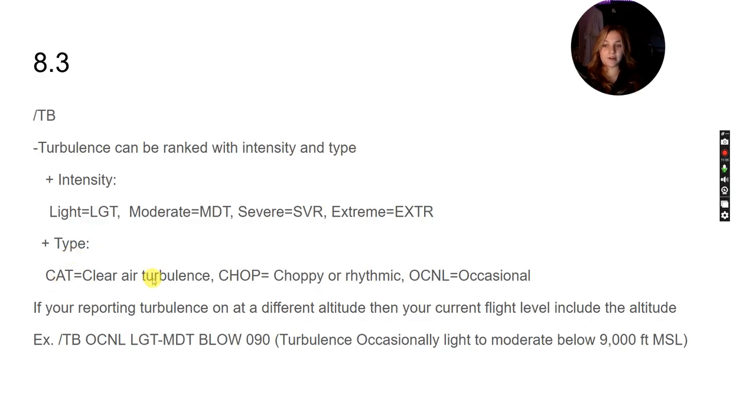So there's CAT, which is clear air turbulence, so turbulence you can't see. And then chop, which is choppy or rhythmic, like turbulence that just keeps happening. And then OCNL would mean occasional turbulence. If you're reporting turbulence at a different altitude than your current flight level, include the altitude that the turbulence was at. Anyways, an example would be slash TB OCNL LGT dash MDT BLO 090.